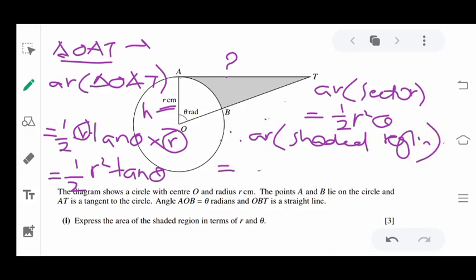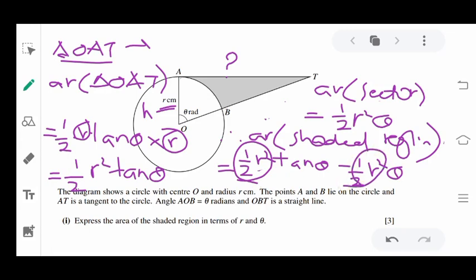is equal to area of triangle, that is half r squared tan theta, minus area of sector, which is half r squared theta. And still you can simplify by taking half r squared as common. We get the result as half r squared of tan theta minus theta. Okay, so this is the first part of this question.